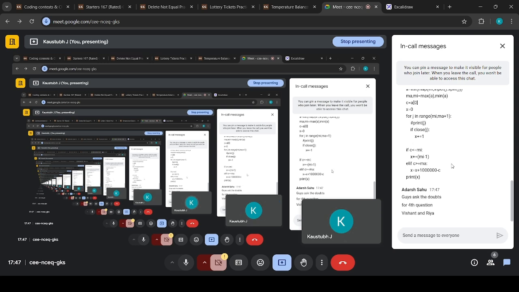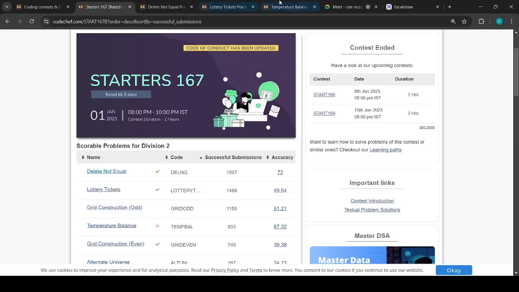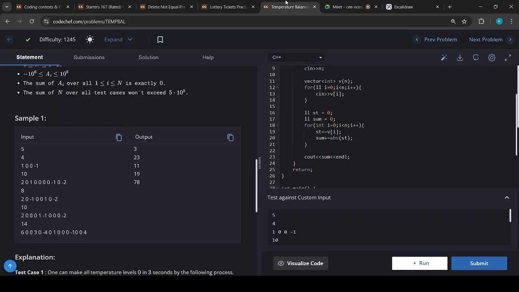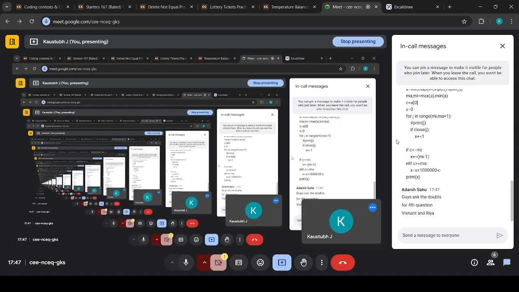Yeah, actually, I had a doubt in one of the questions, that temperature question. Like it is not from Div 2, it is from Div 4 or 3, I feel. Okay, I am explaining that question. I think it is Temperature Balance. Yes, and the grid questions will be taken by Aditya. After that, you can ask your doubt if any.